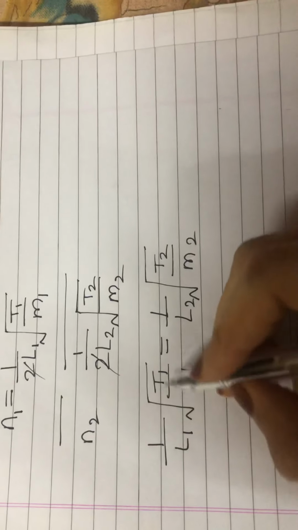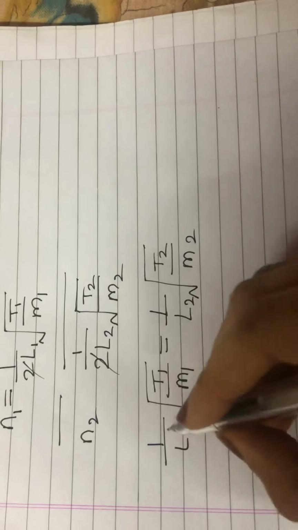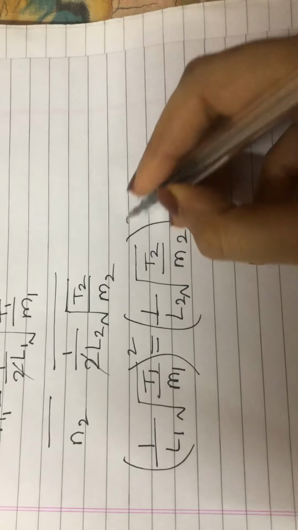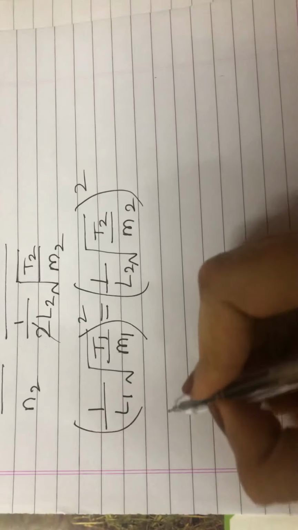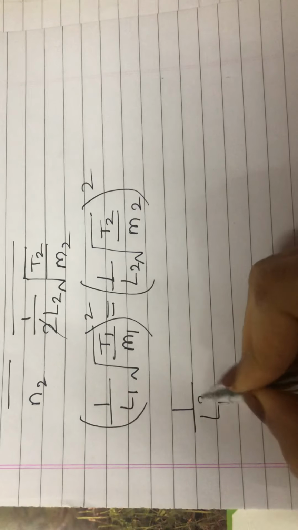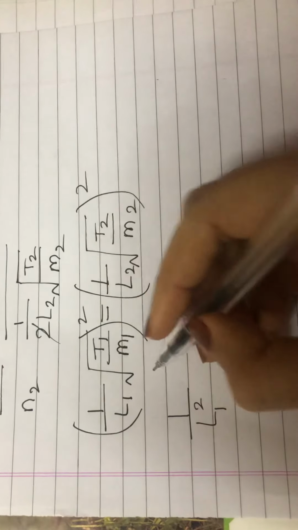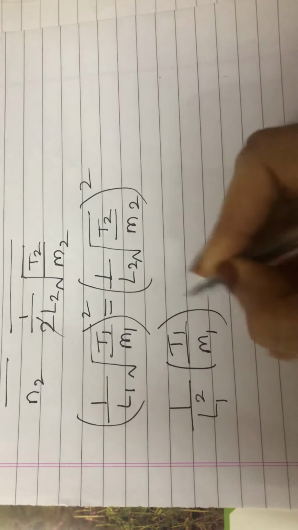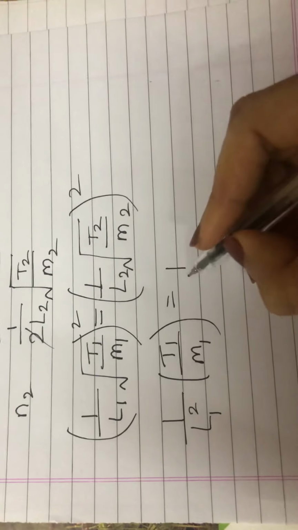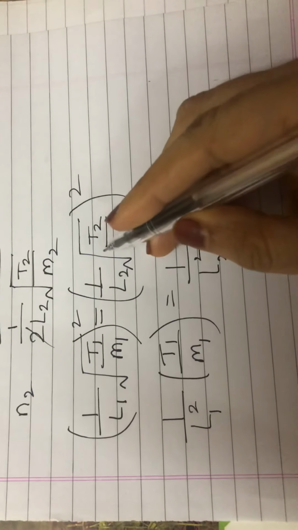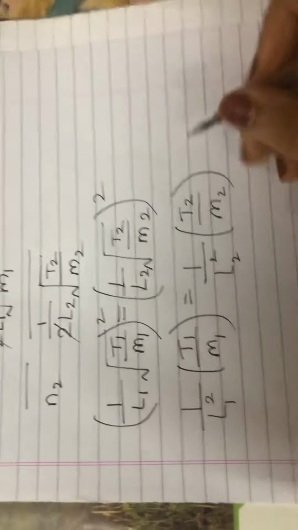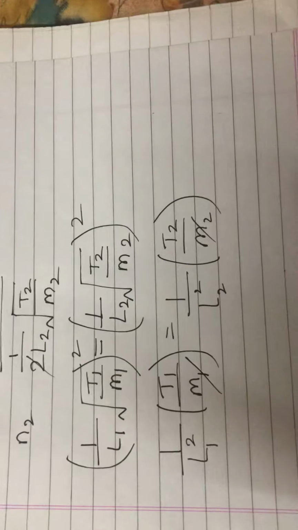Now if I square on both sides, what will happen? It will become 1 upon L1 square. Square and square root cancel on this term, so this becomes T1 upon M1. Then 1 upon L2 square, and square and square root cancel, so here it is T2 upon M2. Now what else do we have? M1 is equal to M2, so M1 and M2 cancel.